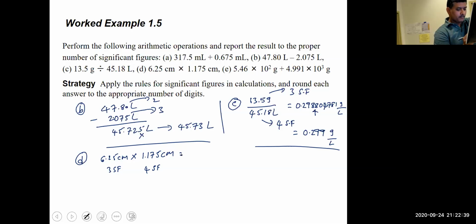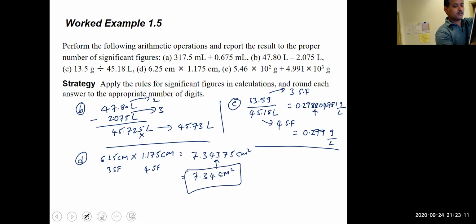So if I do the math, the number shows up to be 7.34375 centimeters squared. Because I can only have 3 significant figures, I have to drop this fourth number, 3. So 3 is a number between 0 and 4, so I don't have to do any rounding up. So it will be just 7.34 centimeters squared. That will be our answer.